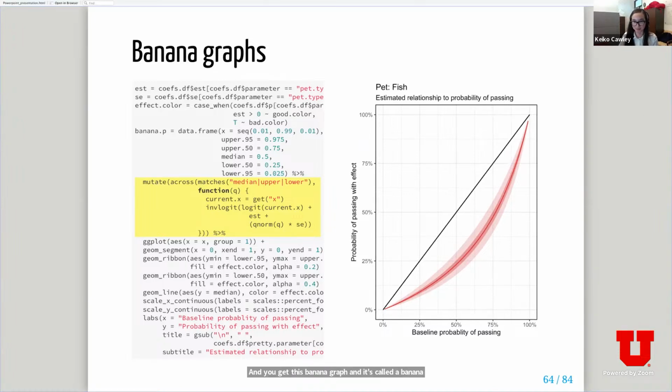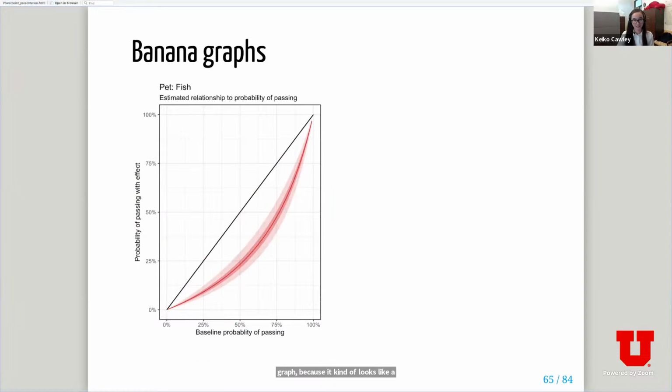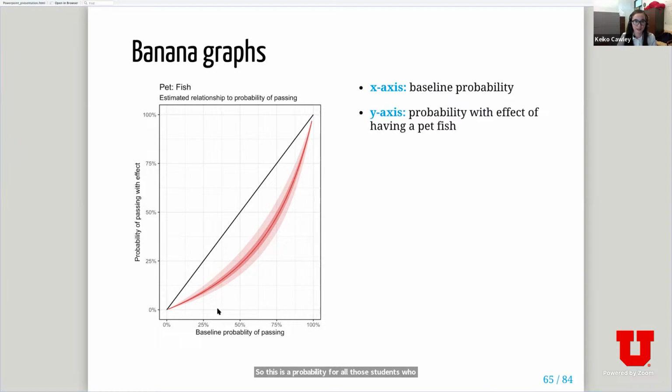and it's called a banana graph because it kind of looks like a banana. All right, so if you're looking at this graph and you're like, I'm not quite sure what this is telling me, I'm going to slowly go through the elements of this graph. So the x-axis is going to be the baseline probability. So this is a probability for all those students who don't own a pet fish. The y-axis is going to be the probability for all the students who do own a pet fish.